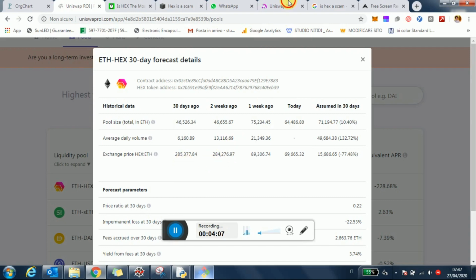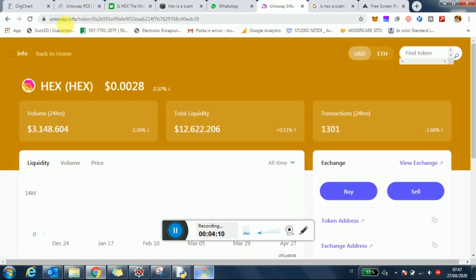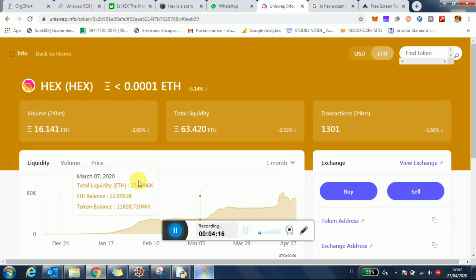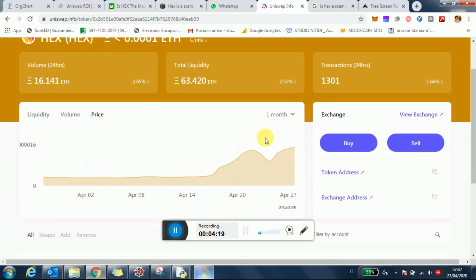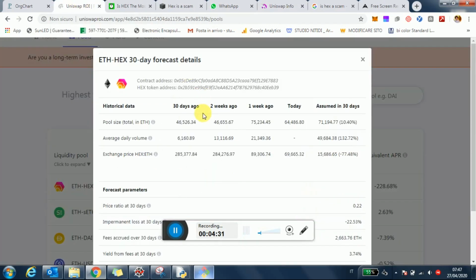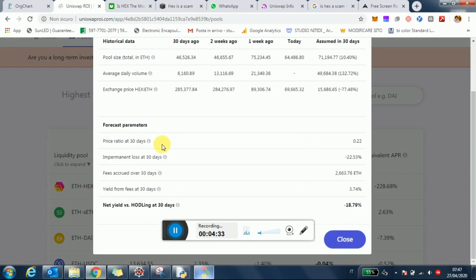By the way, we can also see this if we go on Uniswap info, put the price in Ether, take the last month, and take price. We'll see that the price of this HEX token actually went up a lot. Given such a price increase versus Ethereum, which is the same as what you can see here in the tool, this caused a pretty significant impermanent loss, at 30 days minus 22%, which you can see right here. On top of that, you have the fee of plus 3.74, and it gives you minus 18.79%. So that's the reason why there's a minus 18%.